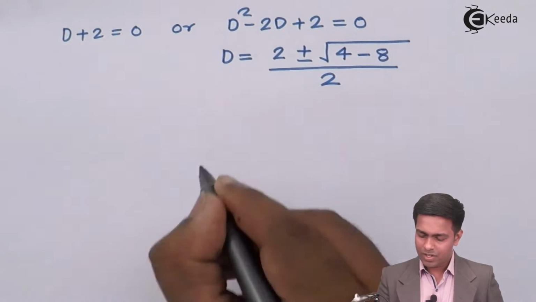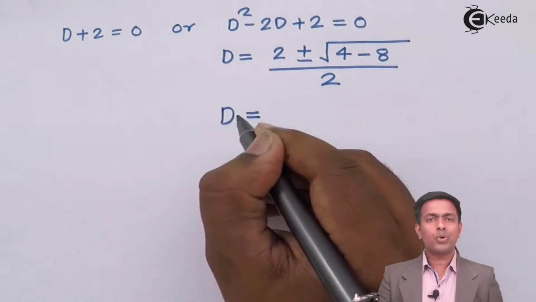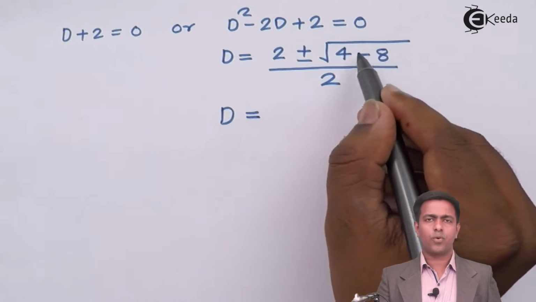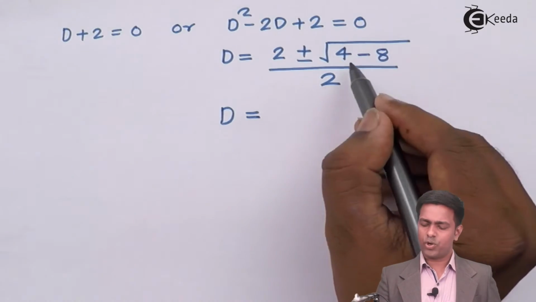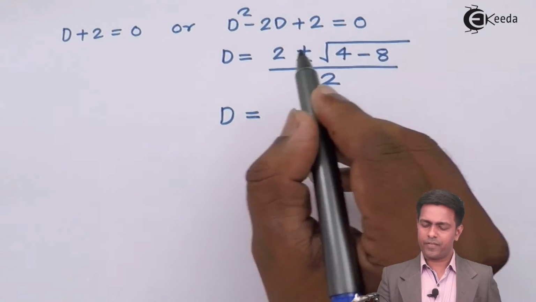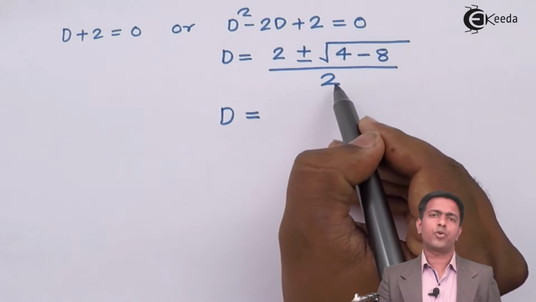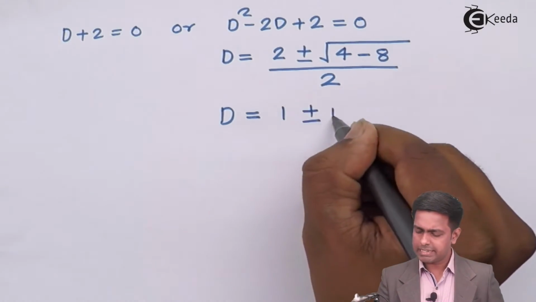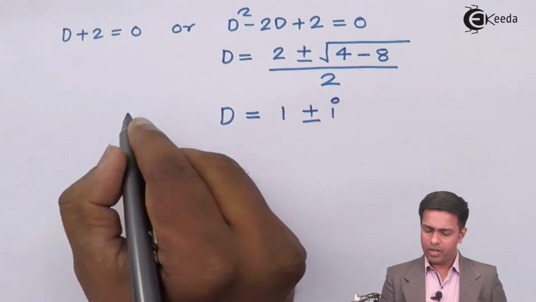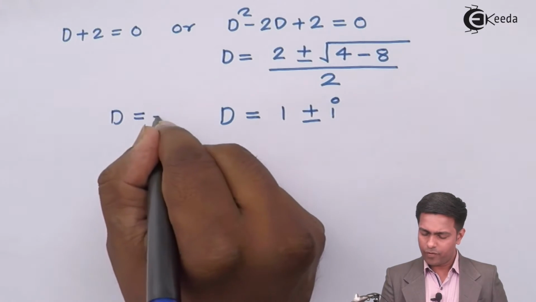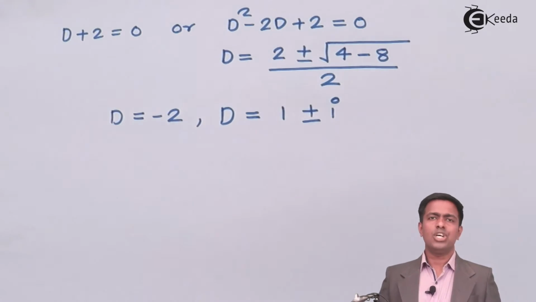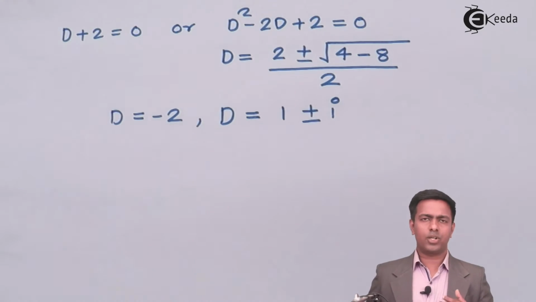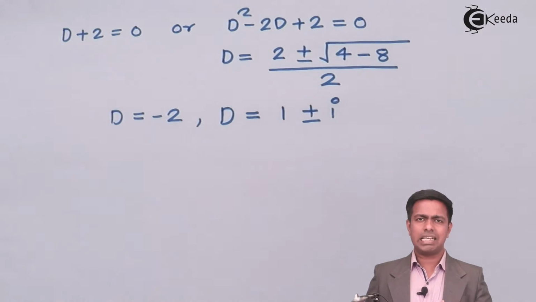Now D equal to, so the root of 4 minus 8, that is minus 4, is 2i. Here we have 2, in the denominator we have 2. We can cancel all 2's and we will get 1 plus or minus i. And from the first factor we are getting the value of D as minus 2. So guys, it means here we got 3 roots. One root is real and the other 2 are complex and distinct.